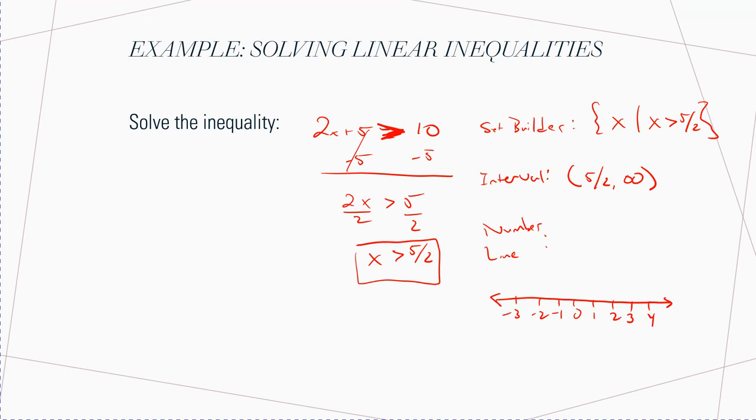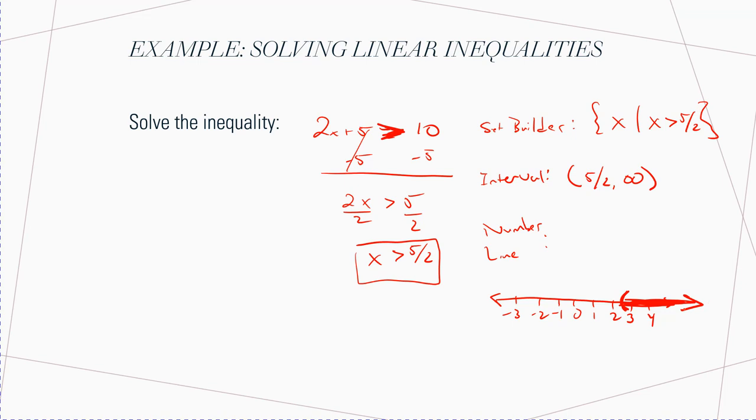All right, so 5 halves, well, 5 divided by 2 is 2.5. So at 2.5, you'd put this type of bracket here, okay, because it starts right after 5 halves. And then you would shade everything to the right and say, okay, it's all numbers that go that way.